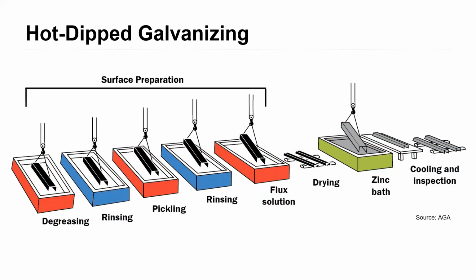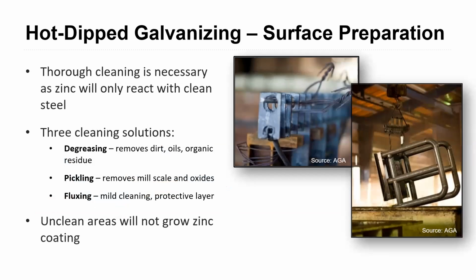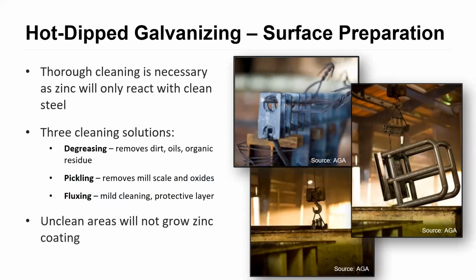This is a typical process in a galvanizing shop. Surface preparation is extremely important. Degreasing, pickling, and fluxing are part of the surface prep process, and they're absolutely required before the steel is dipped into the zinc bath. Here's a little bit more on that process. These cleaning solutions are definitely needed, because anything that's not clean will not grow that zinc coating. So it's an important aspect of the whole process.